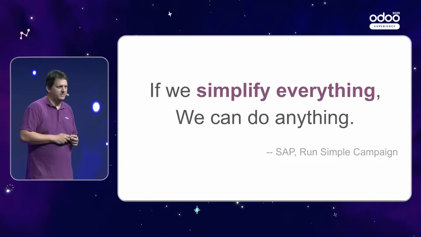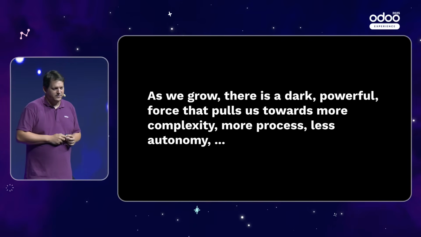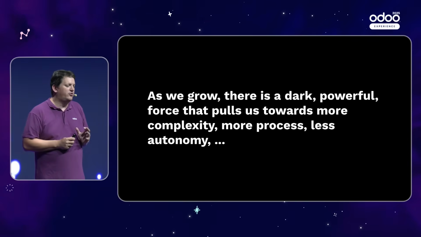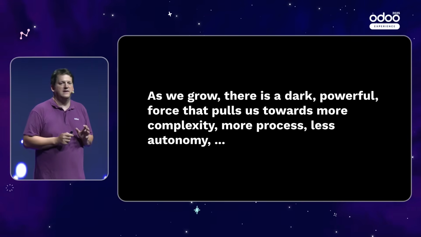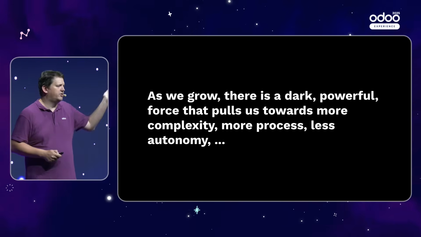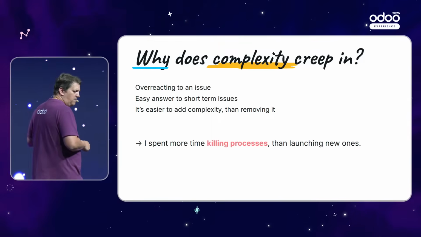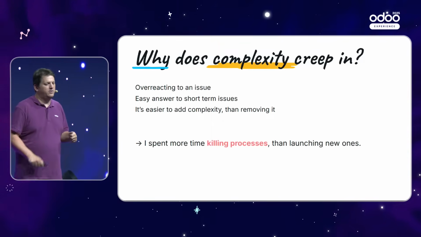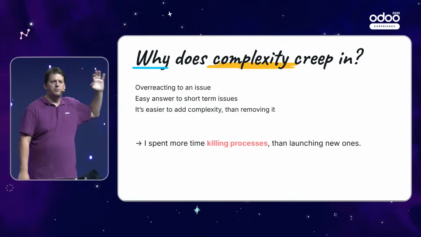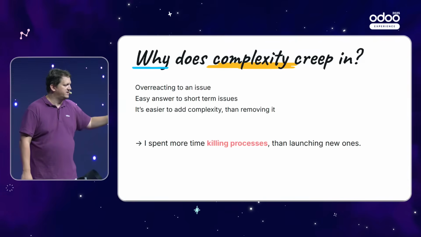Because as we grow, there is a dark, powerful force that pulls us toward more complexity, more process, less autonomy. Everybody tries to pull to that direction. We have an issue, let's create a control process. And complexity creeps in a lot of things. It could be an overreacting to an issue. We have a problem, someone purchased something we shouldn't do. Let's put a validation process on all purchases.